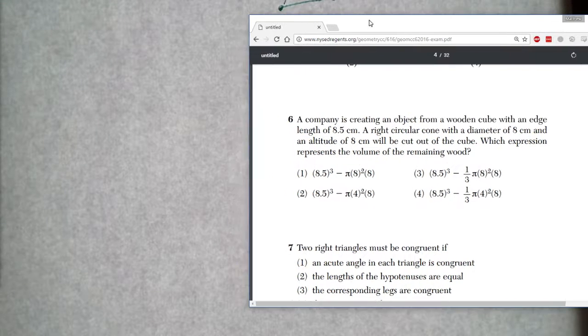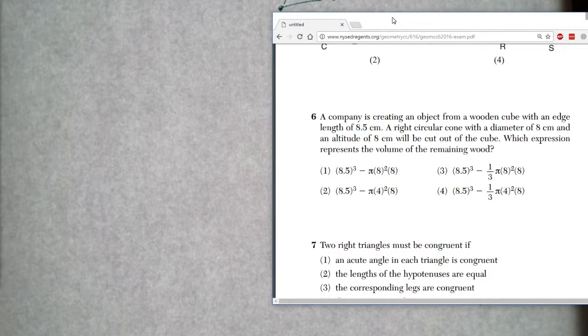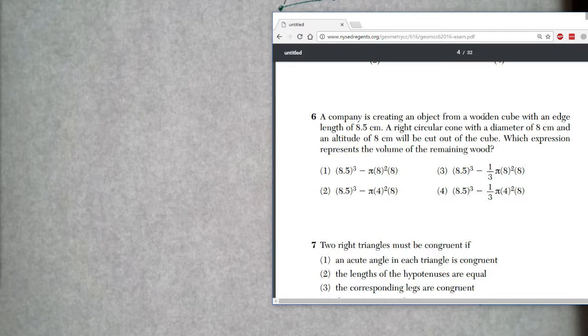Question number 6. A company is creating an object from a wooden cube with an edge length of 8.5 centimeters. A right circular cone with a diameter of 8 centimeters and an altitude of 8 centimeters will be cut out of the cube. Which expression represents the volume of the remaining wood?